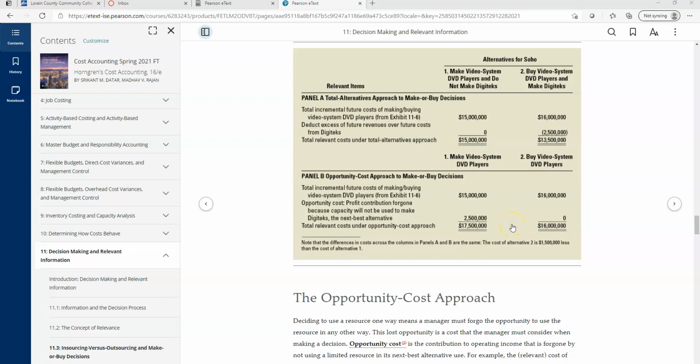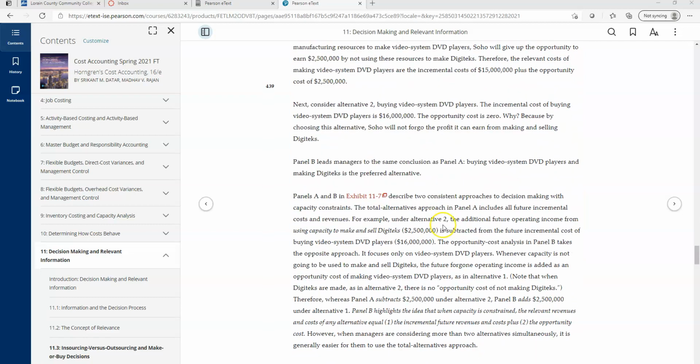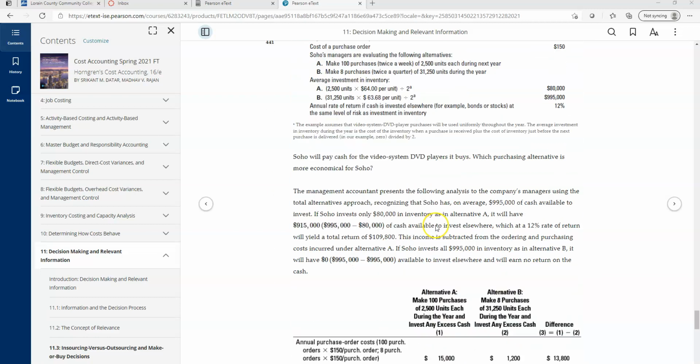So we see this from two different perspectives here, because in this perspective here, if I make it in the total alternatives approach, I'm going to outsource it, but I'm not going to generate additional income. The opportunity cost approach focuses on what am I giving up if I make the product in-house. And in this case, if I make those video systems in-house, I'm giving up the additional operating income from Digitex because I can't make them because I only have the capacity to make one or the other. So that is the difference between those two alternatives there.